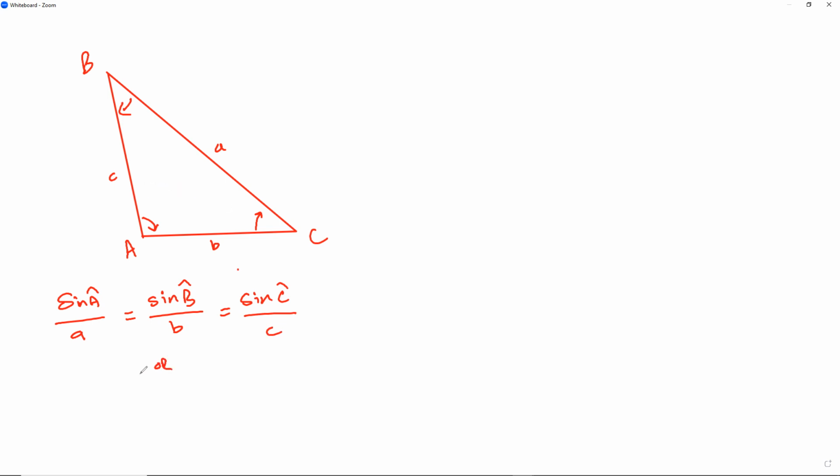And we can also rewrite this the other way by flipping each of these fractions around. So if we flip each of these fractions around, we end up with A over sine A equals B over sine B equals C over sine C. So that would be the sine rule, just a summarized form of the sine rule.